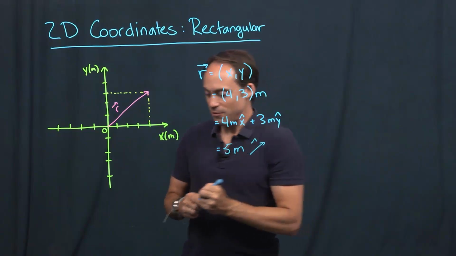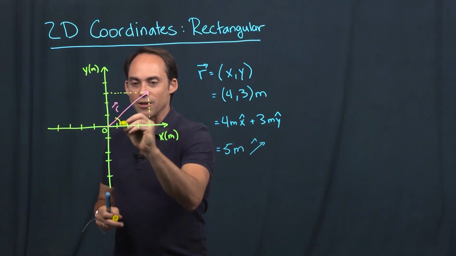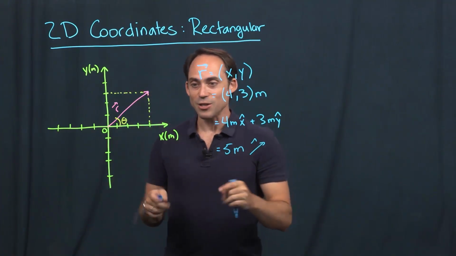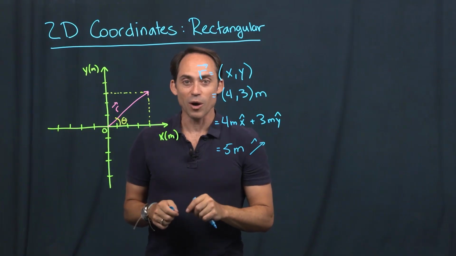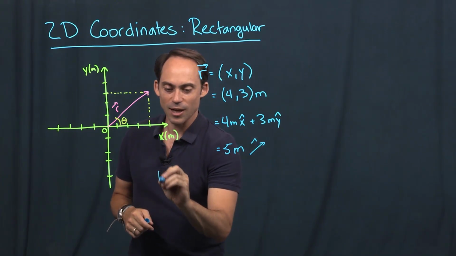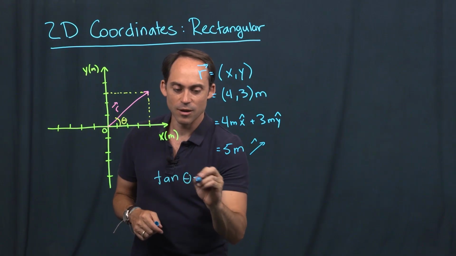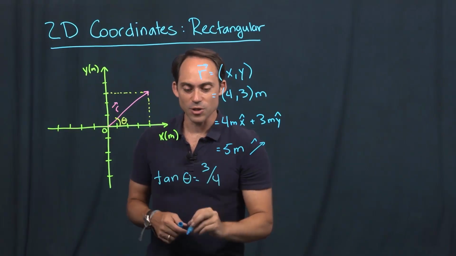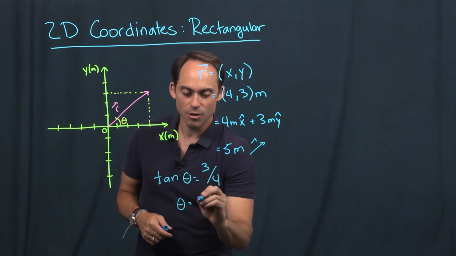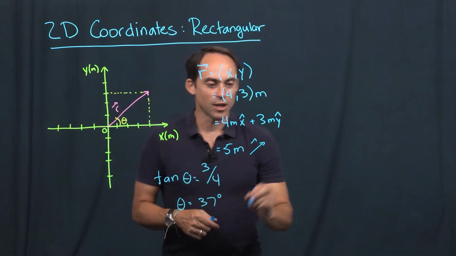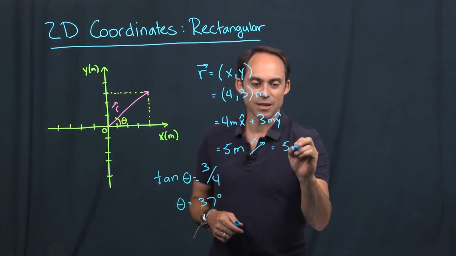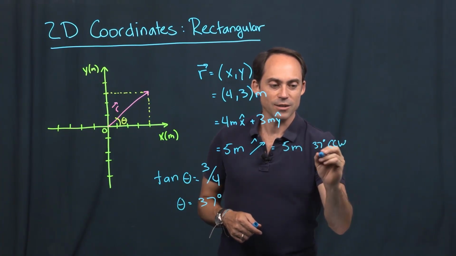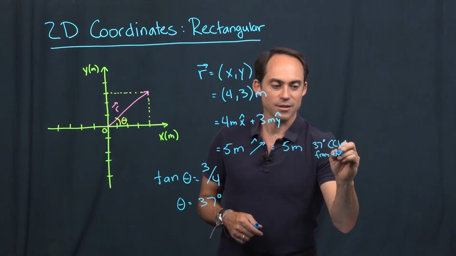Or if we want to be more specific, we can specify what this angle here is. That angle is simply the inverse tangent of these sides. Remember, TOA, tangent is opposite over adjacent. So we can calculate the angle as 3 over 4, and the inverse tangent of that turns out to be 37 degrees. So we can specify this a little more specifically by saying this is 5 meters, 37 degrees counterclockwise from the x-axis.